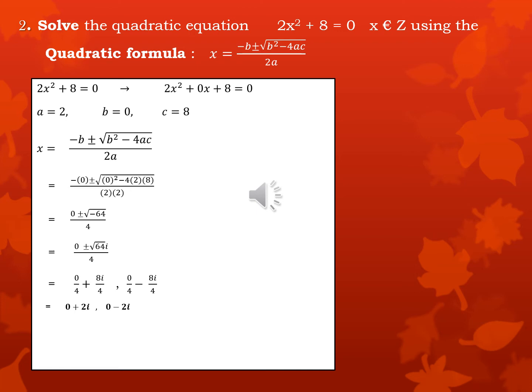In the next step, you can simplify square root of 64, which gives us 8. And at the same time, we need to separate the fractions, giving the answer in the form a plus bi. So we get 0 upon 4 plus 8i upon 4. And on the other side, we get 0 upon 4 minus 8i upon 4. Upon simplifying the fractions, we get 0 plus 2i and 0 minus 2i.